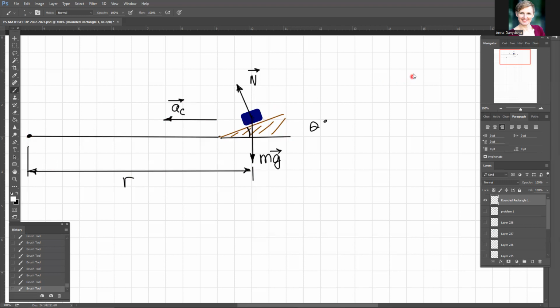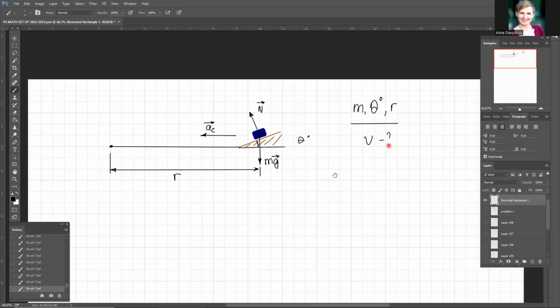So let's see what's given. Mass of the car could be given, not that we need it. Angle theta should be given. Radius should be given. The question generally says what speed the car needs to maintain such that it doesn't fly off the course, not forward to the center, not completely out of the track.